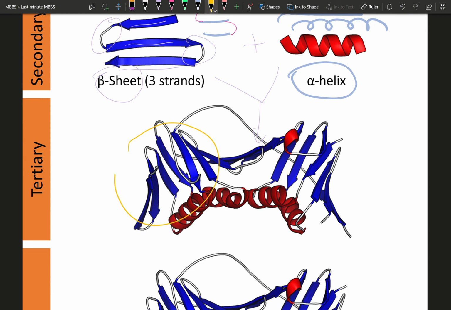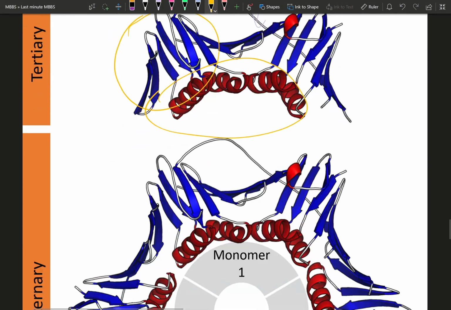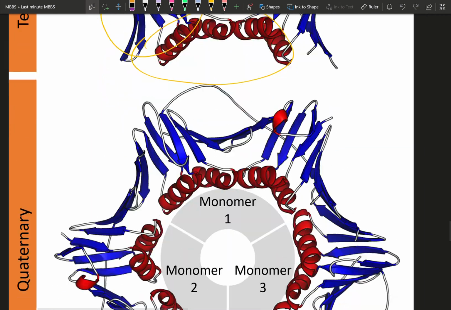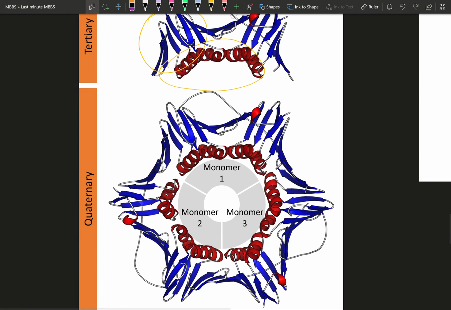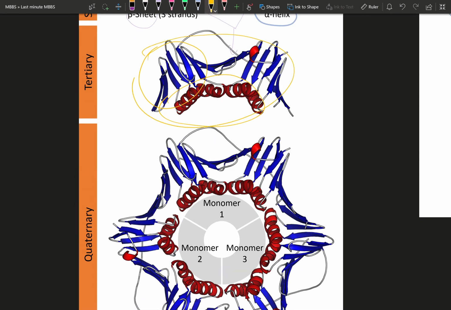There are both beta sheets and alpha helixes present in the tertiary structure, and the final thing will be your quaternary structures, which consist of many domains or many tertiary structures which are together. So this is one tertiary structure. Then, just a second, some technical issue. So this will be the second tertiary structure and this is the third. So there are three domains of tertiary structures present in one quaternary structure.